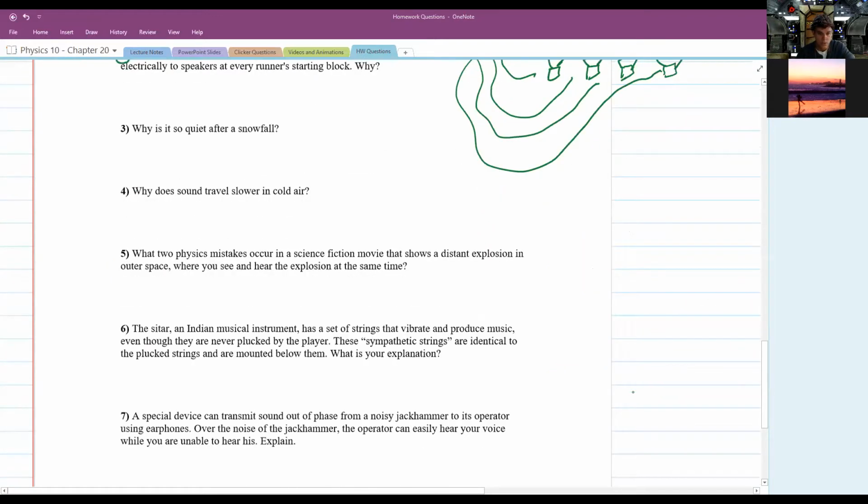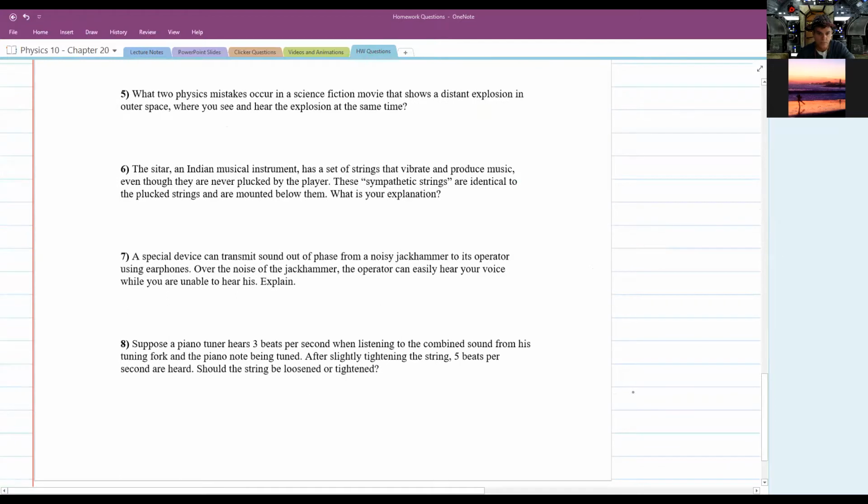What other ones? So let me just touch on this last one about beats, and then I think we will call that good. Suppose a piano tuner hears 3 beats per second when listening to the combined sound from his tuning fork and the piano note being tuned. After slightly tightening the string, 5 beats per second are heard. Should the string be loosened or tightened? So the frequency of the beats that you hear is always basically equal to the difference between the 2 frequencies.